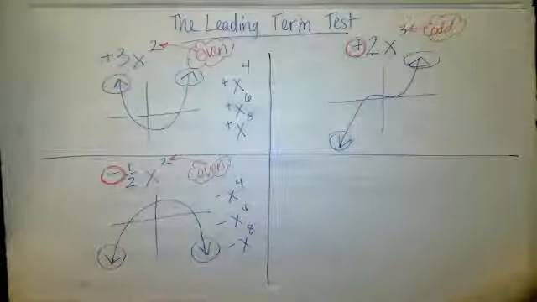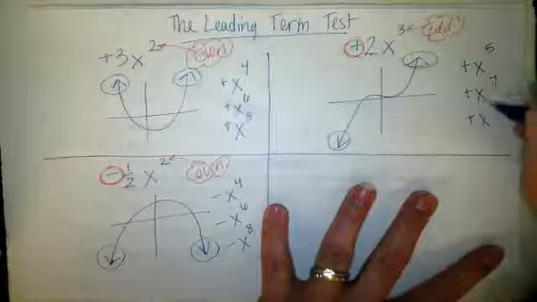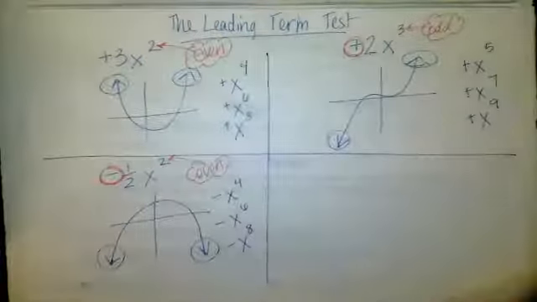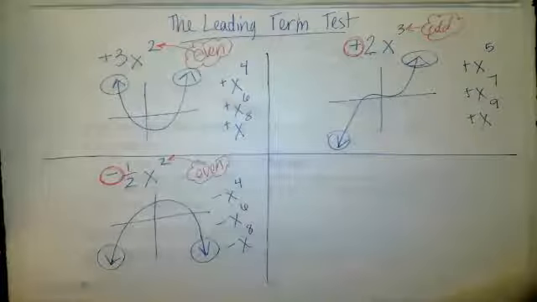These odd arms are going uphill from left to right, starting low on the left and high on the right. It's the same if I have a positive x to the 5th, or positive x to the 7th, or positive x to the 9th. If it's an odd power, it has odd arms. Craziness happens in between, but the arrows still go the same way, okay?